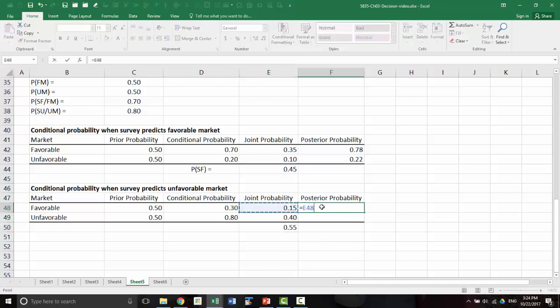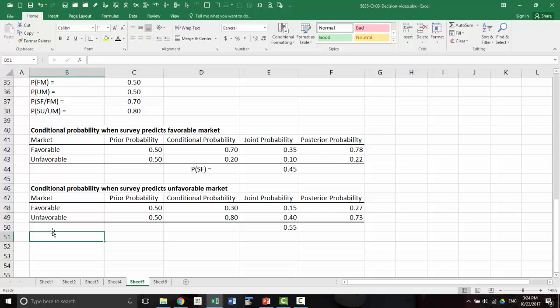The posterior probabilities will be that divided by this one. So press the F4 key, then you get 0.27, and this is the probability that we used in the decision tree. So this is how you will compute the conditional probabilities down the line in the decision tree.